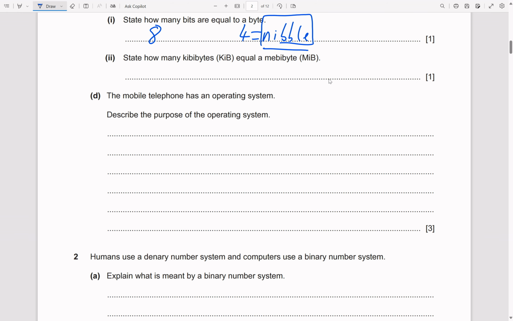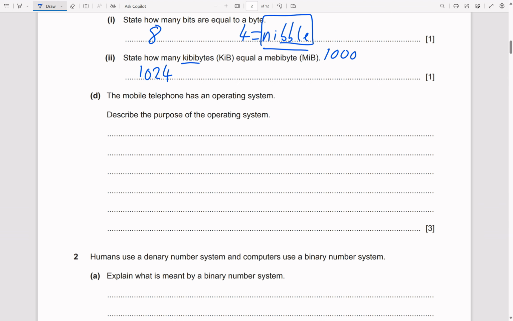Then we want to state how many kibibytes are equal to a mebibyte. Now this one, hopefully you know the difference when it says kibi. This means 1024. Whereas when it says kilo, mega, giga, tera, that means 1,000, and then obviously a million, a billion, a trillion. But in this case, 1024 kibibytes equals a mebibyte.